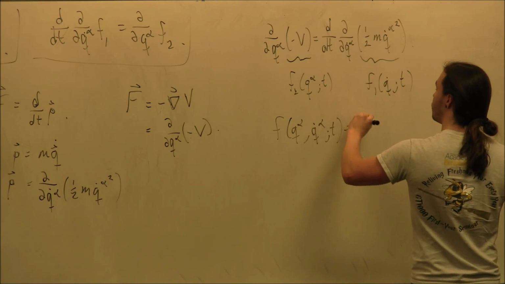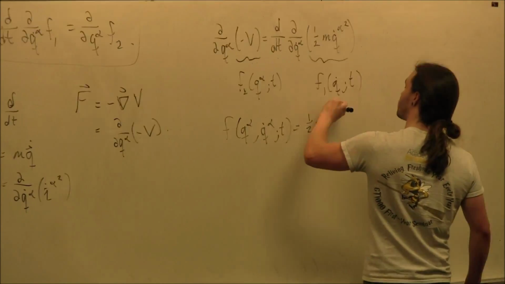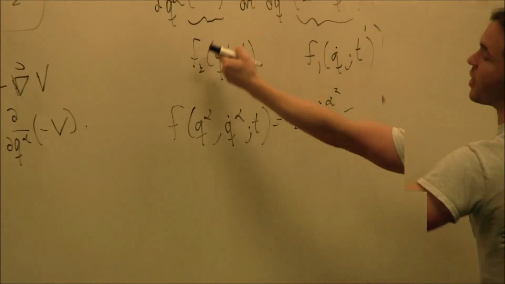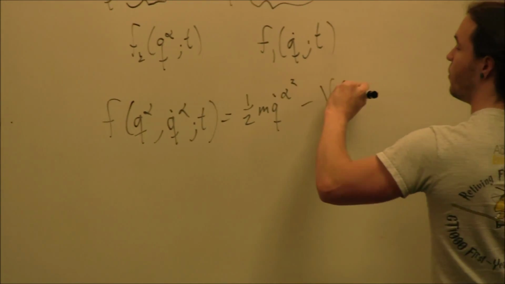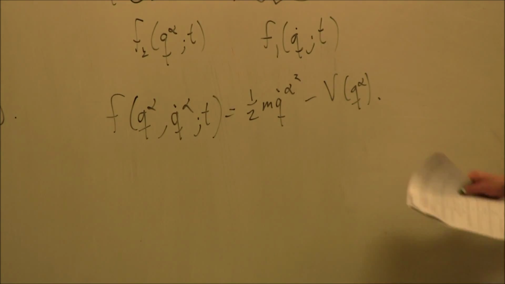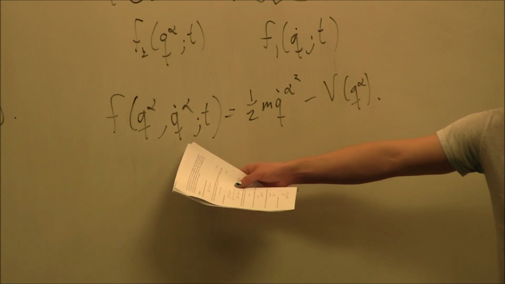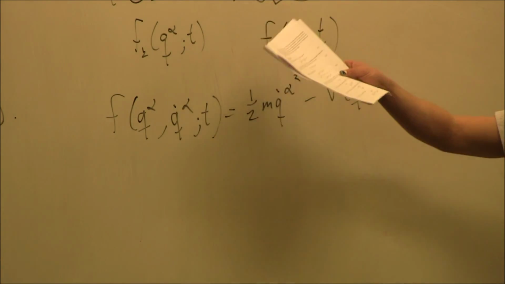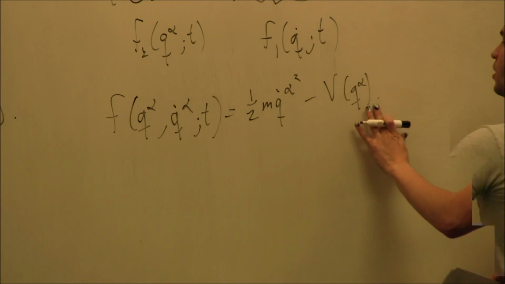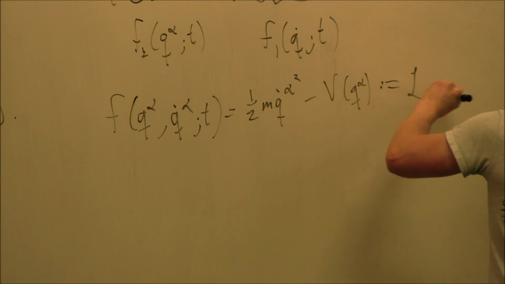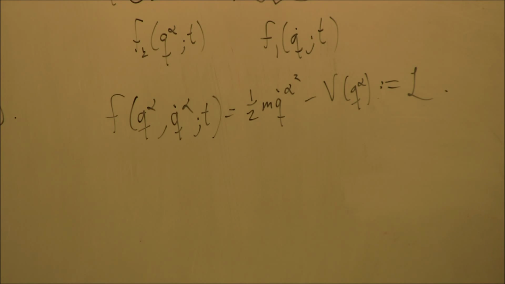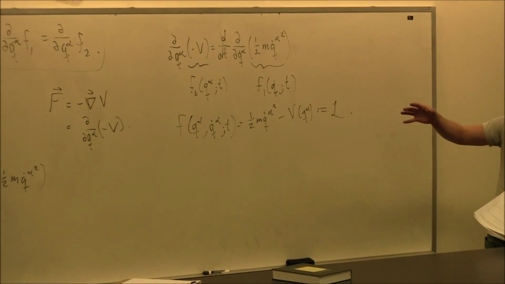So what we have is 1/2 m q dot alpha squared minus V of q alpha. And what we named this function that satisfies this equation, which is identical to what Newton's laws were, is our Lagrangian. This is what a Lagrangian is. So Lagrangian mechanics does not give you the ability to solve more things in classical mechanics. It just is a different way of looking at it.